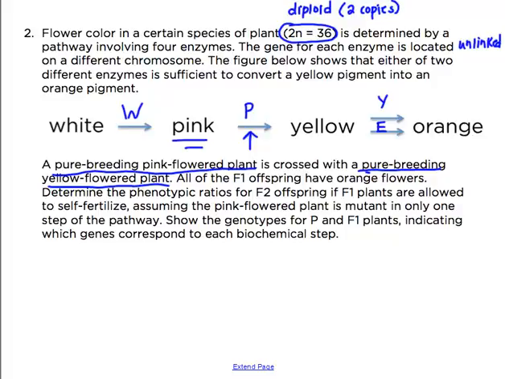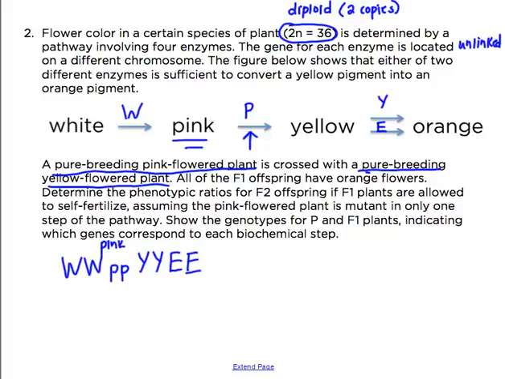So let's write that. They definitely have the gene product W, right? So we're going to write them as homozygous dominant for W. They do not have P, and they're pure breeding, so we're going to say they're homozygous recessive for P. And let's see, do they have the Y and the E gene products? Well, if you see later on in the problem, it says to assume the pink-flowered plant is mutant in only one step of the pathway. So we're going to draw them as homozygous dominant for the other 2 alleles, and just assume that it's only mutant in this P gene product. So this is the pink-flowered plant.